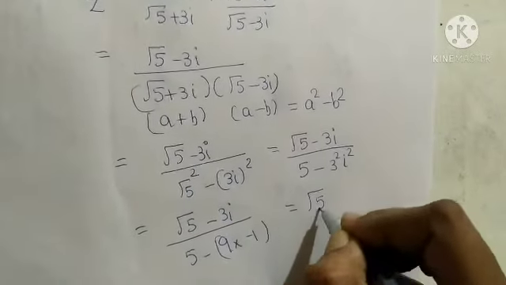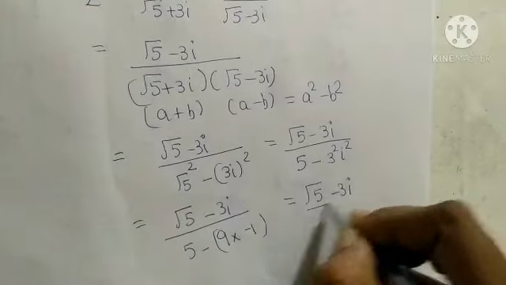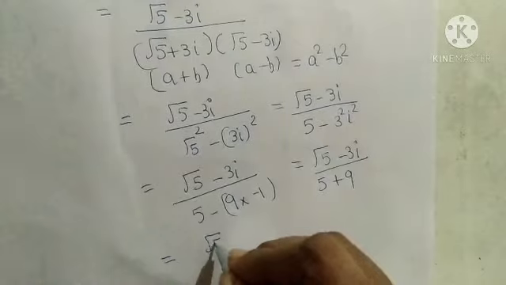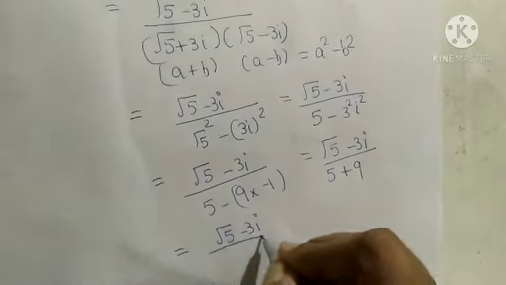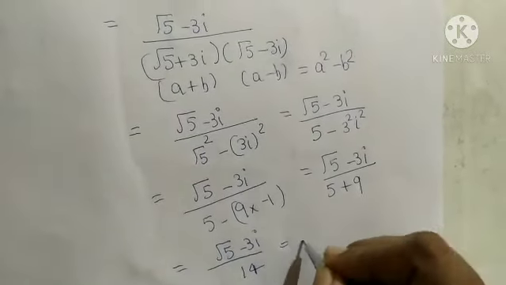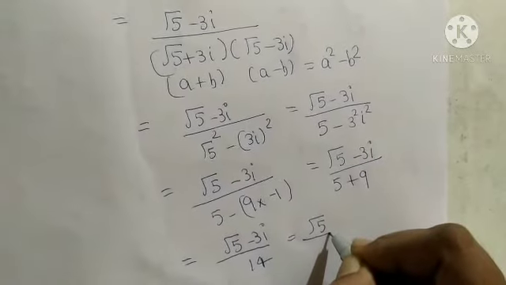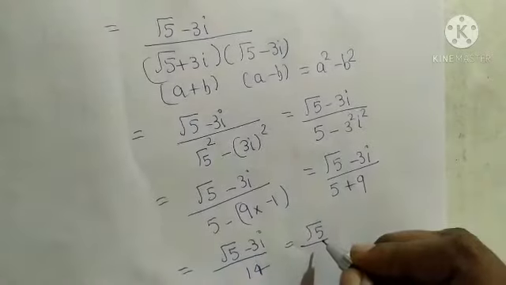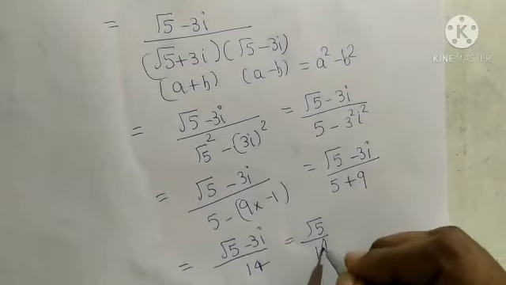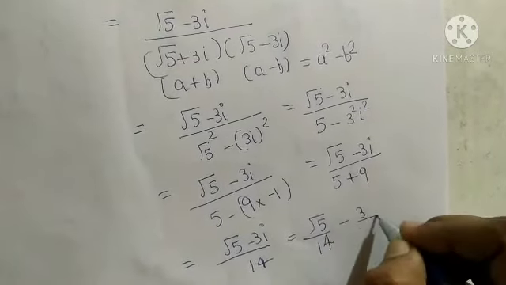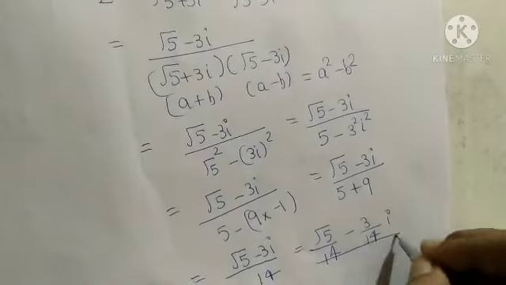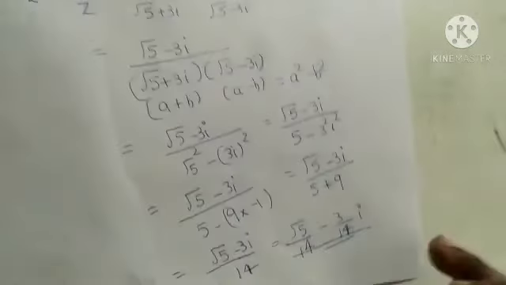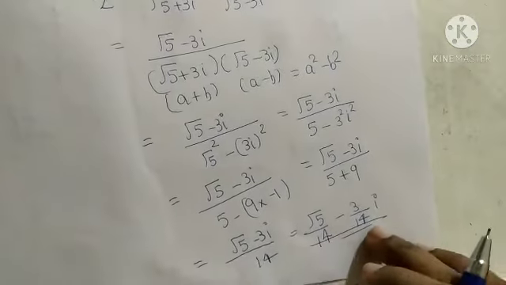So this will be further equal to (root 5 minus 3i) divided by (5 plus 9), which is (root 5 minus 3i) divided by 14. This can be written in a plus ib form, right? So divide individually, and we get root 5 by 14 minus 3 by 14 i as our answer. The multiplicative inverse of root 5 plus 3i is root 5 by 14 minus 3 by 14 i.